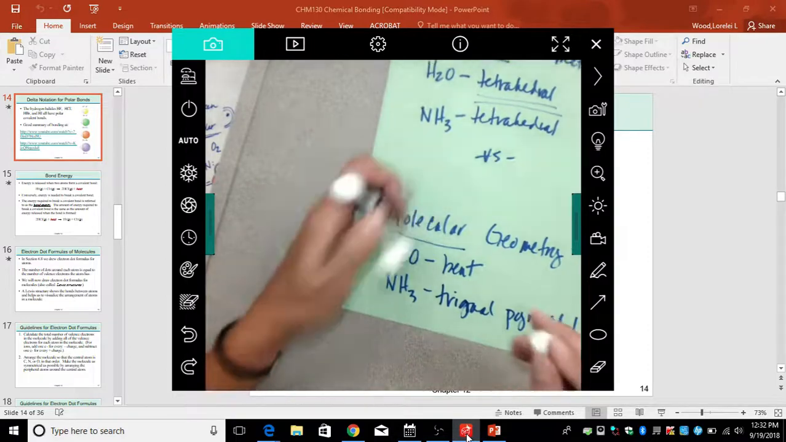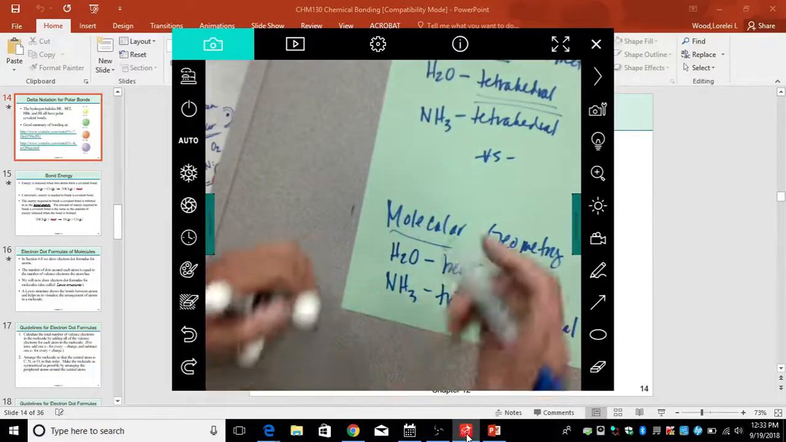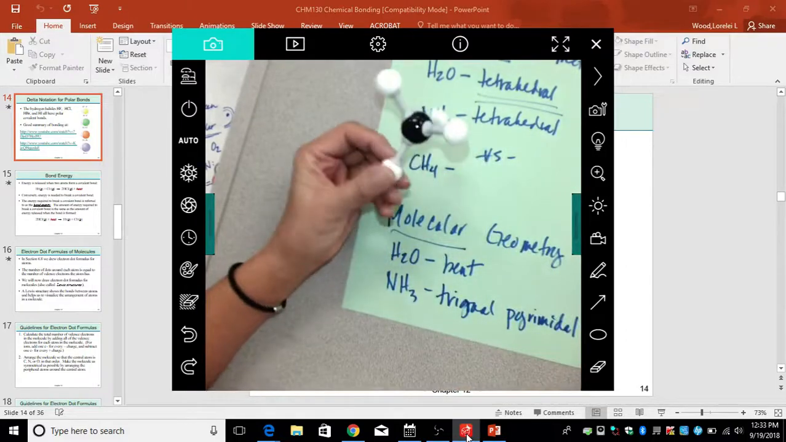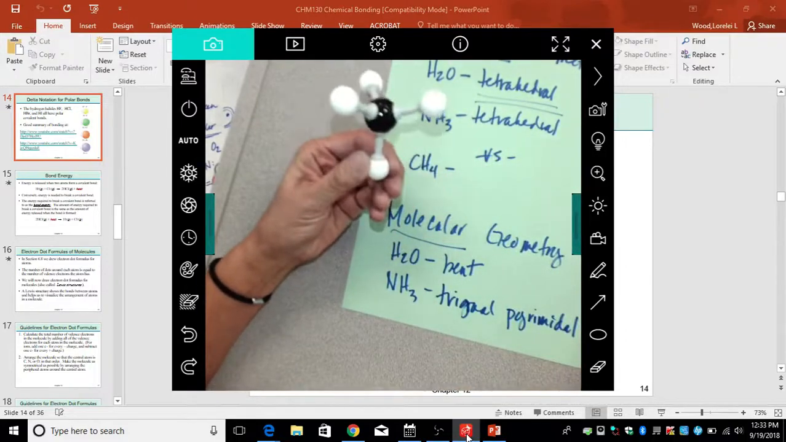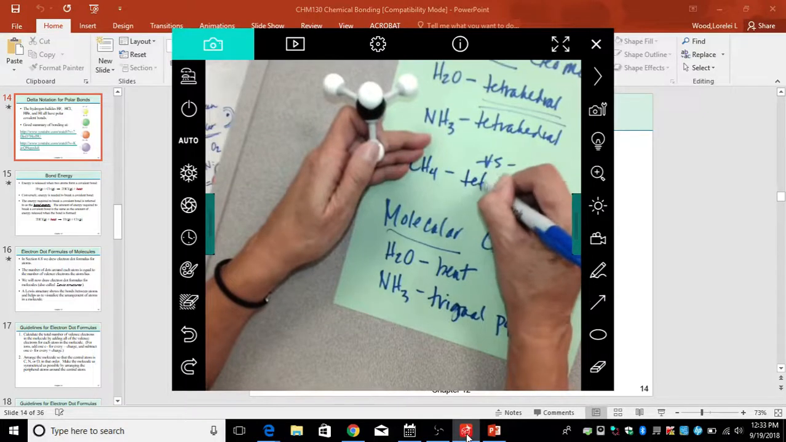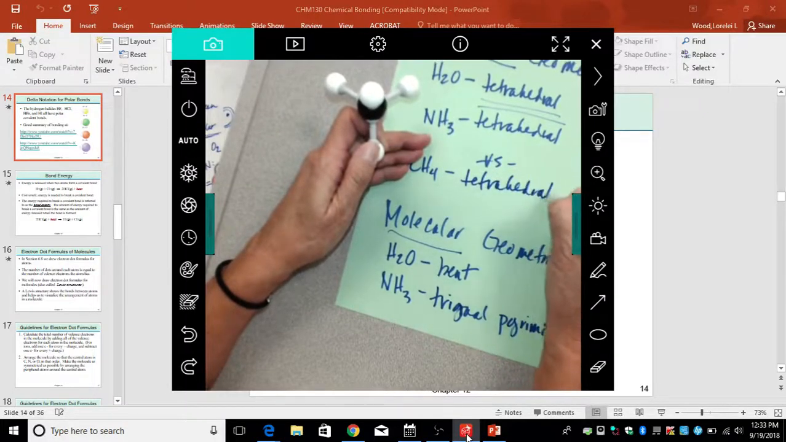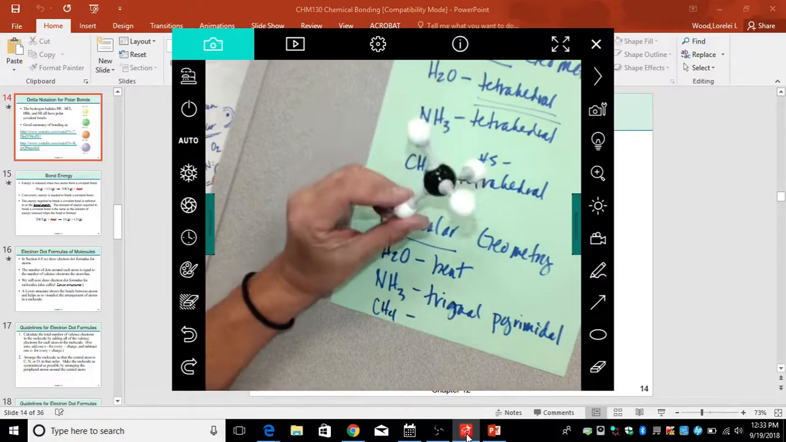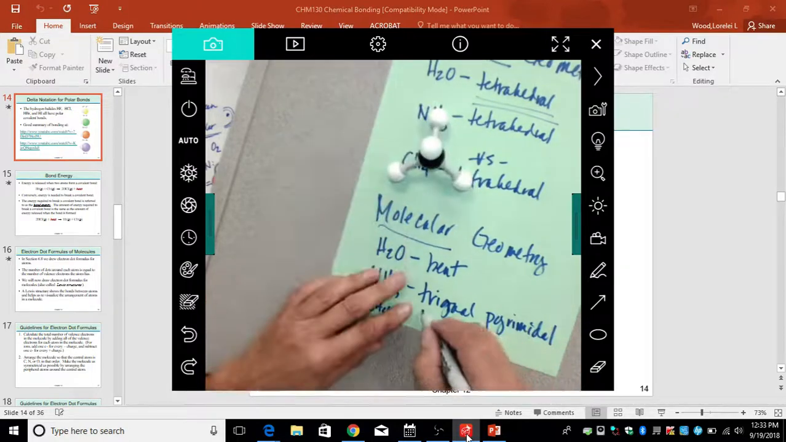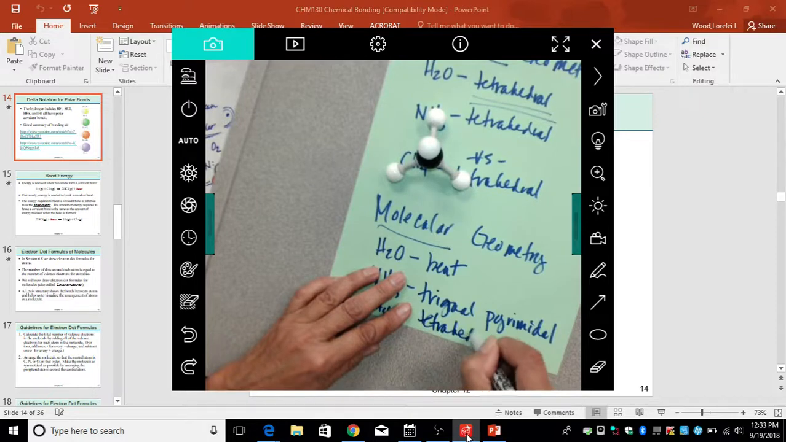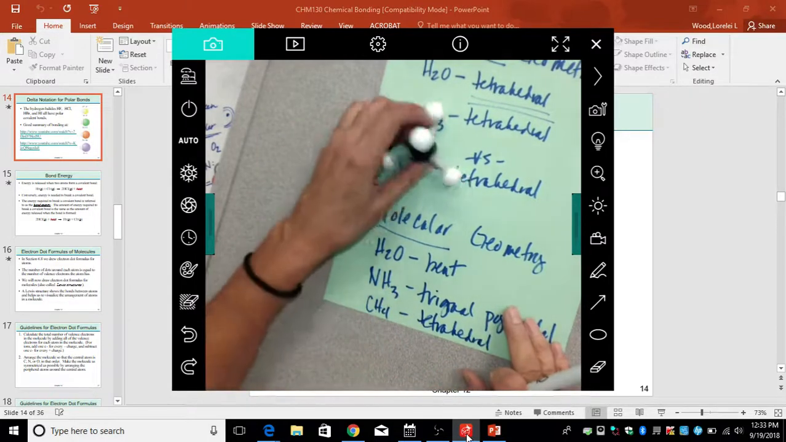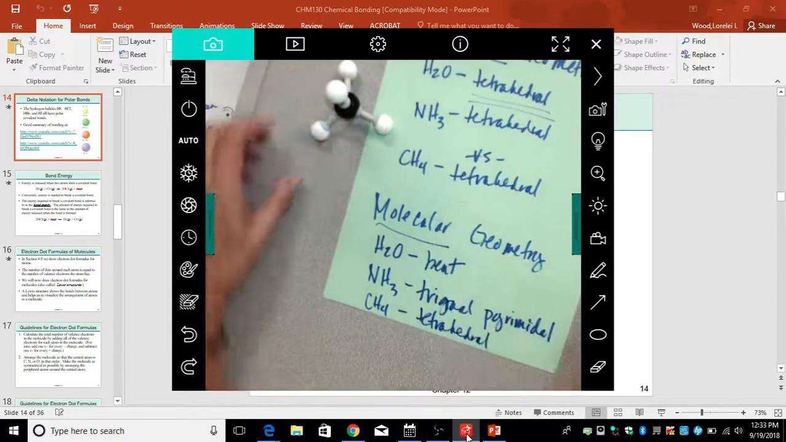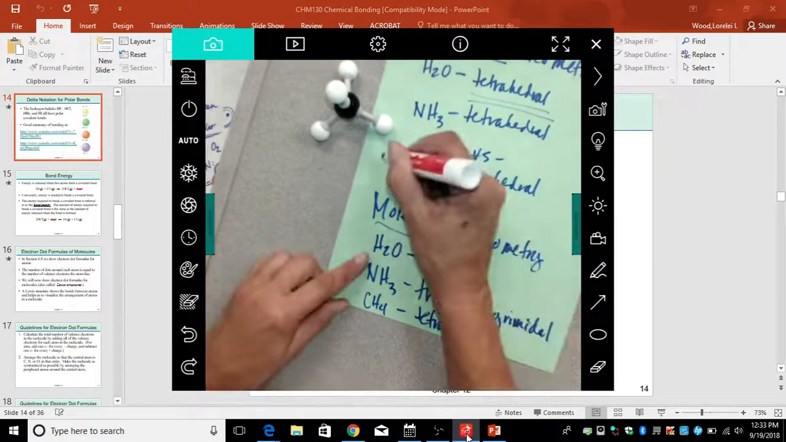Let's go back to our original CH4 molecule. What's the electron geometry of this one? Tetrahedral. CH4. What's the molecular geometry of this thing? Tetrahedral. All right, so let's go back and look at these things individually now. Let's start with CH4.